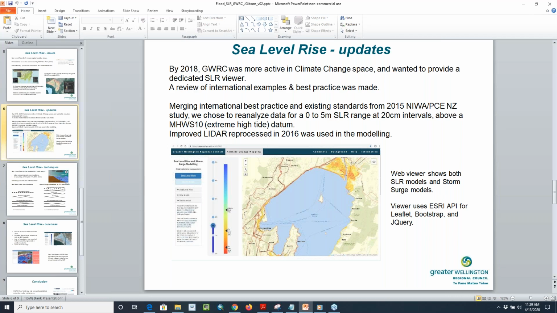data. We chose to reanalyze data for an expanded range of 0 to 5 meters and also use a finer increment of 20 centimeter intervals to allow us to visualize that using a slider widget. Otherwise, we use the same standards as in the 2015 study. We're also able to access improved LiDAR, which had been reprocessed on behalf of WINS in 2016.